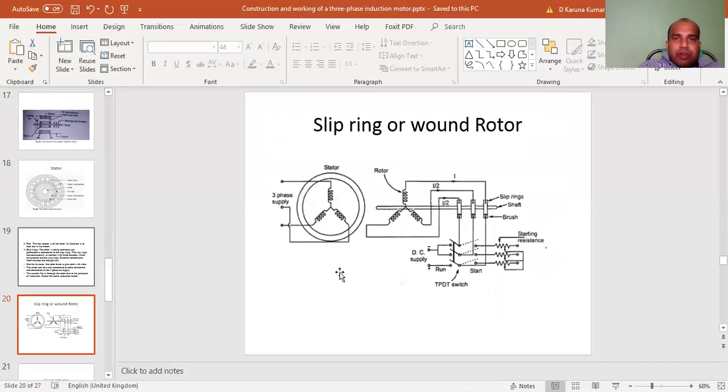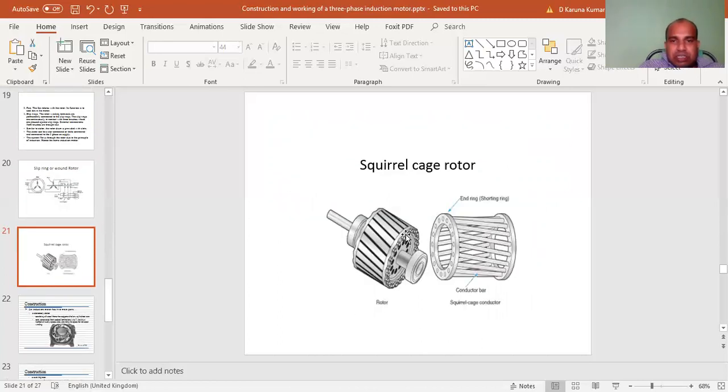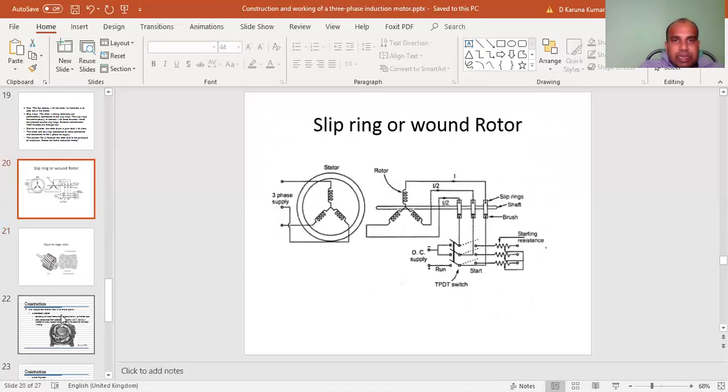There are two types of induction motors. The first one is the slip ring or wound rotor motor. The second one is the squirrel cage induction motor. This is called a squirrel cage induction motor. The first one is the slip ring induction motor.